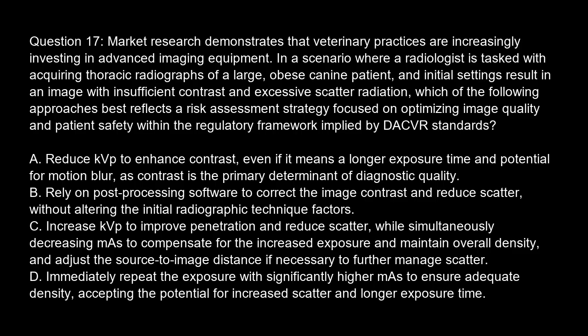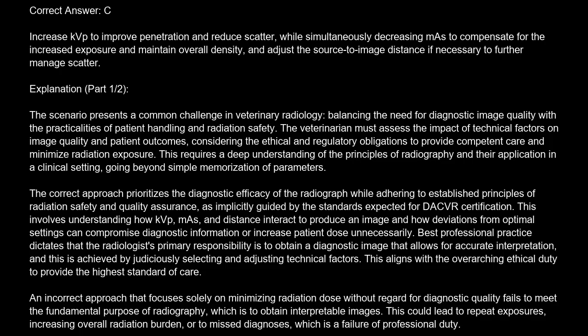Option D. Immediately repeat the exposure with significantly higher mAs to ensure adequate density, accepting the potential for increased scatter and longer exposure time. Correct answer is C. Increase kVp to improve penetration and reduce scatter, while simultaneously decreasing mAs to compensate for the increased exposure and maintain overall density, and adjust the source-to-image distance if necessary to further manage scatter.